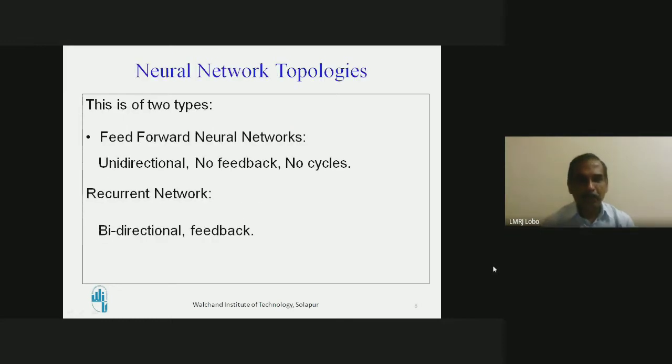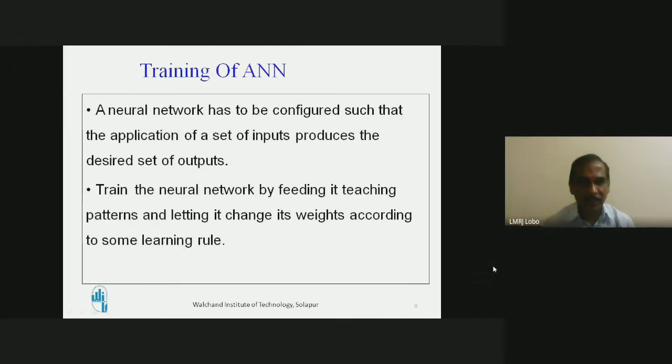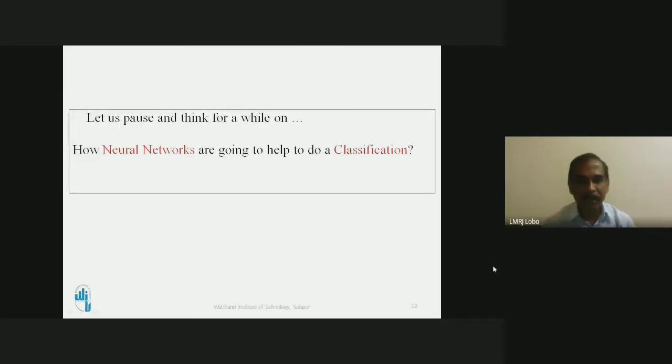There are many topologies, but the basic topologies are feed-forward networks, which are unidirectional, do not have feedback, and do not support cycles. The second type is recurrent networks, which are bidirectional and have feedback attached. We train these neural networks to give us a particular output, and we keep on changing the weights given to each input, because it is this weighted sum which is going to give us our final output.